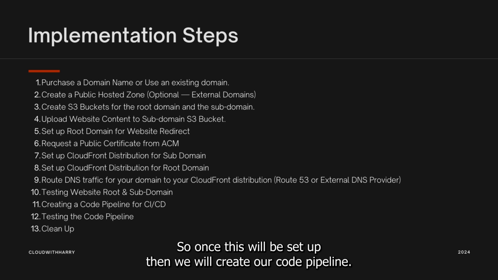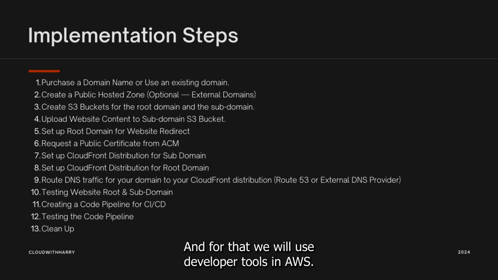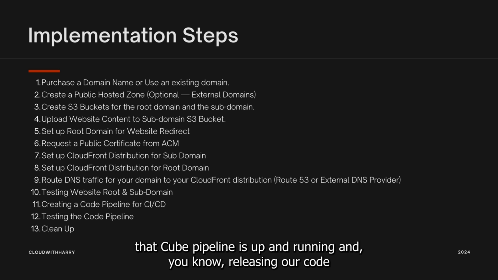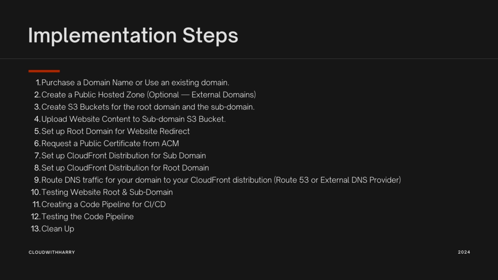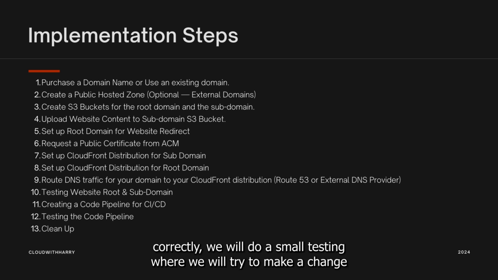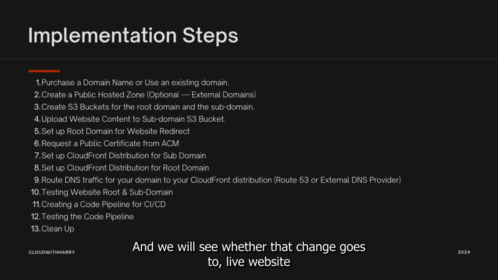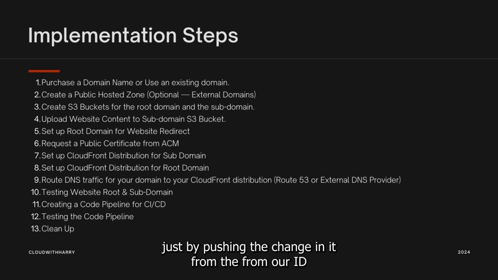Once this is set up, we will create our CodePipeline, and for that we will use developer tools in AWS. Once we have that CI/CD pipeline created, to make sure that it is up and running and releasing our code correctly, we will do a small test where we make a change in our website content or index.html file, and we'll see whether that change goes to the live website just by pushing the change from our IDE and then browsing the website from the browser.